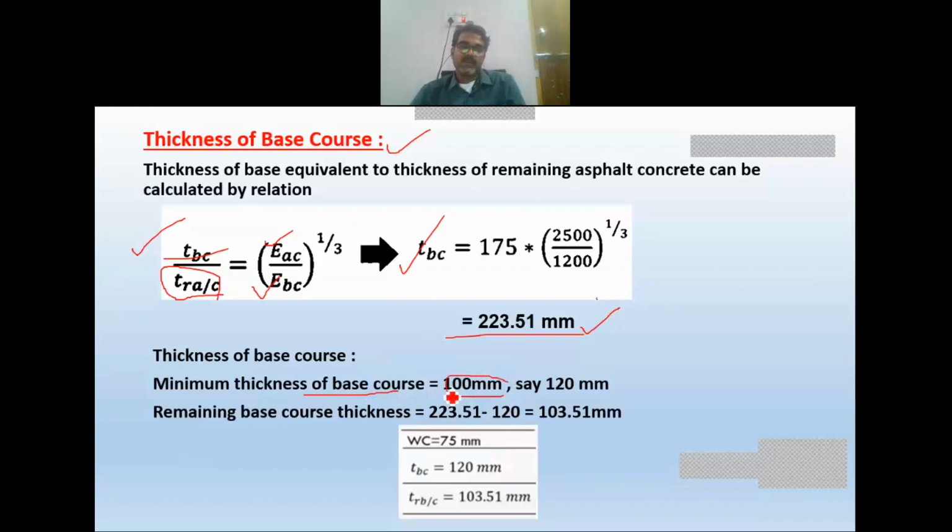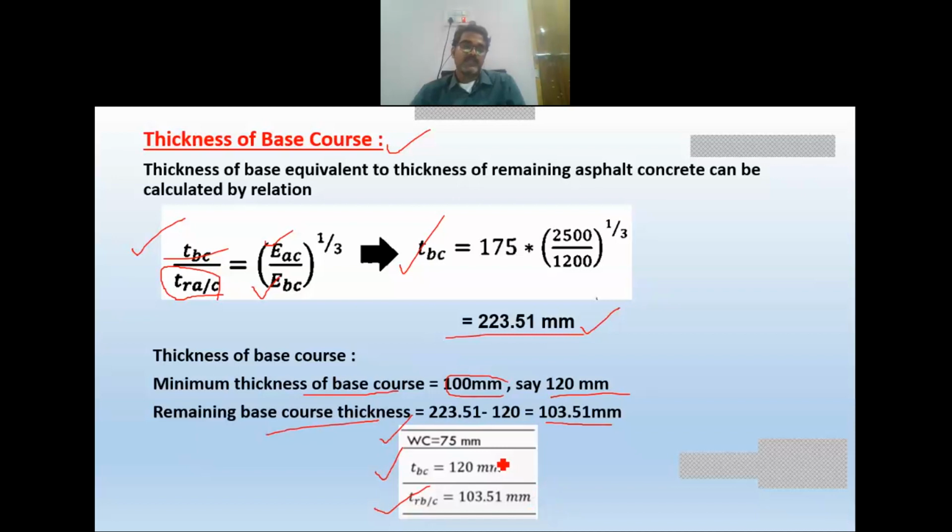But in our example, the minimum is 100, so I am assuming 120 mm as the base course thickness. Therefore, the remaining base course thickness is equal to 223.51 minus 120, that will be 103.51 mm. So, as of now, the cross section of the flexible pavement is wearing course 75 mm, thickness of base course I assume as 120 mm, and the remaining thickness of base course 103.51 mm.